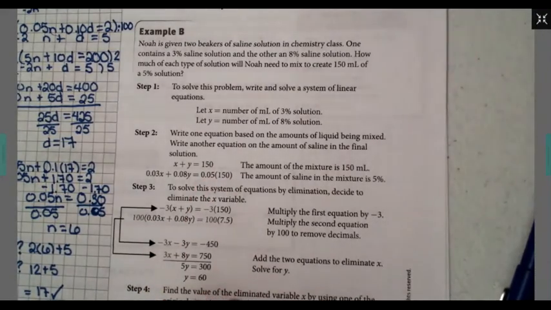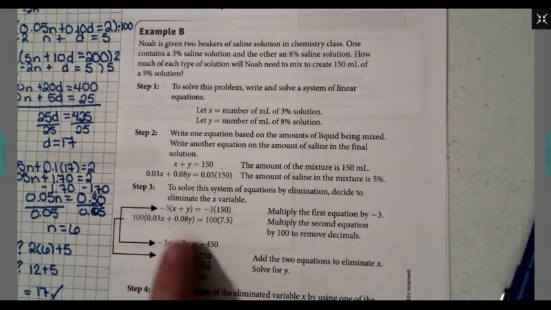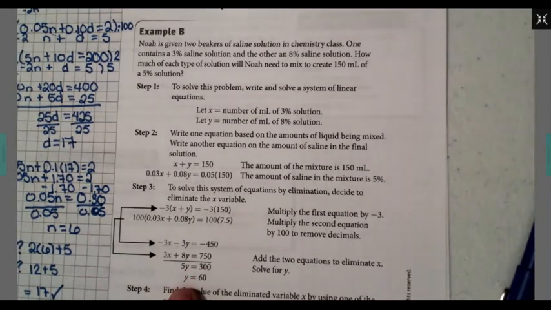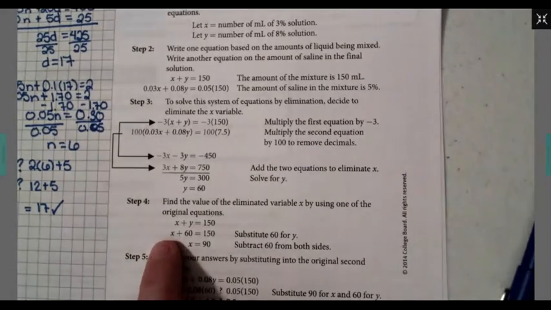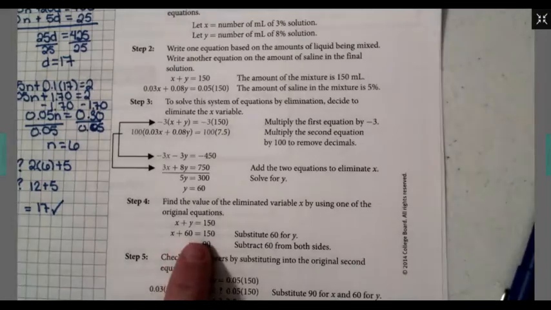Okay. So then what they did was they added the two equations together. They eliminated the x's, got 5y equals 300, said y must be 60. To find the value of the other, we must substitute into one of the original equations. x plus y equals 150, so x plus 60 equals 150, and x must equal 90.